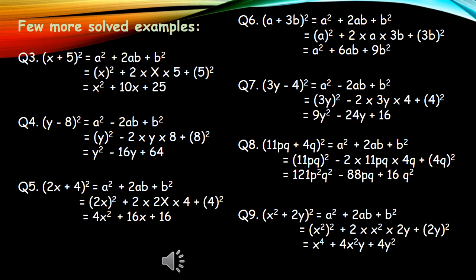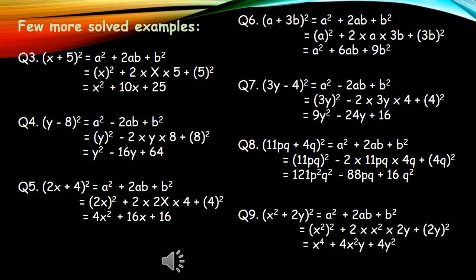In question number 8, (11pq plus 4q) whole square. Here a is equal to 11pq and b is equal to 4q. (11pq) whole square gives us 11 square, 121, and (pq) whole square is p square q square. Then plus 2ab, which is 88pq, plus 16q square. So 121p square q square plus 88pq plus 16q square.